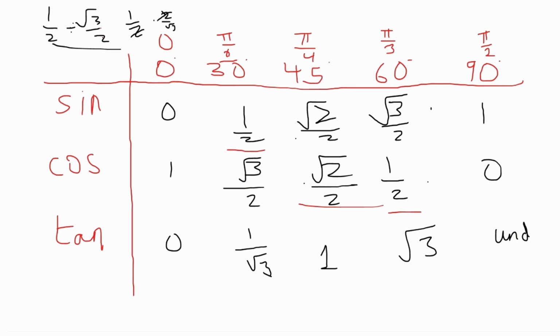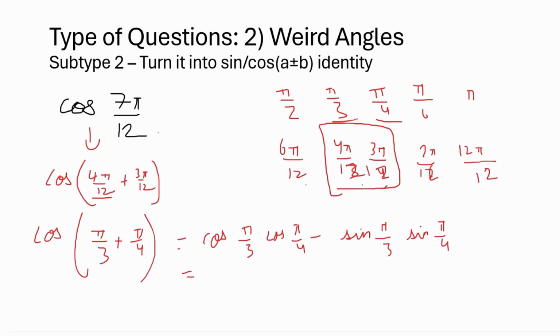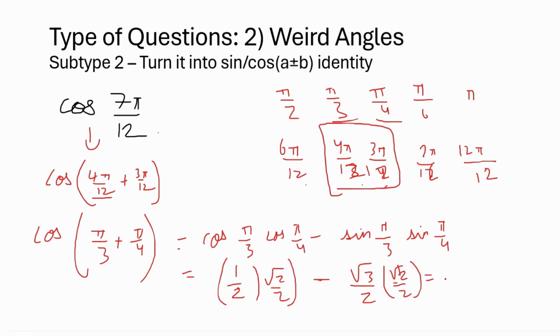That's why it's important, whenever you get the exam, just make this table, so you don't even have to worry about memorization. Just do the little trick, make the table. Pi by 3 is 60 degrees, times root 2 by 2, and then minus root 3 by 2 times root 2 by 2. So that becomes root 2 over 4 minus root 6 over 4. Taking the common denominator, it becomes root 2 minus root 6 over 4.